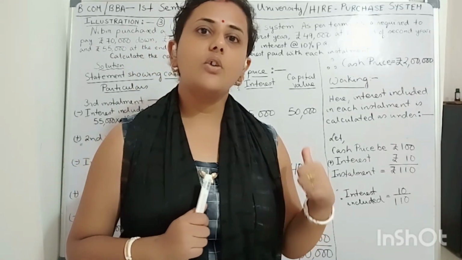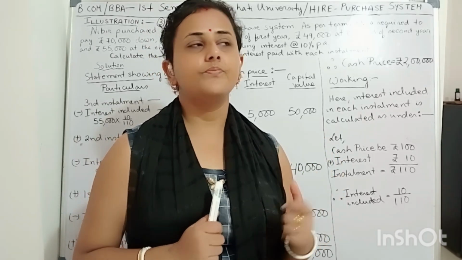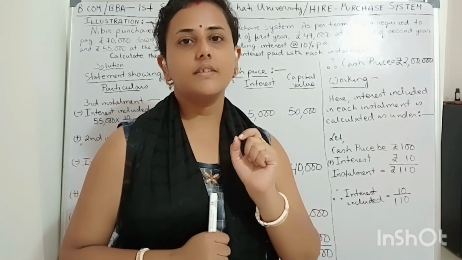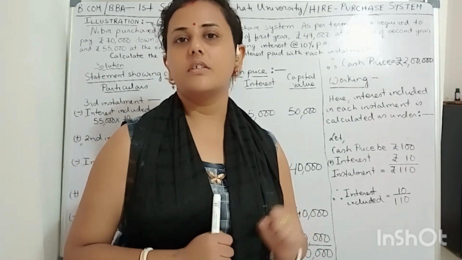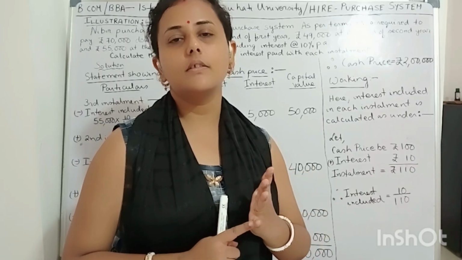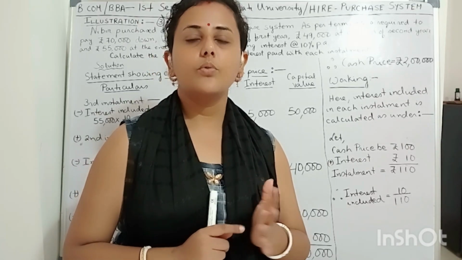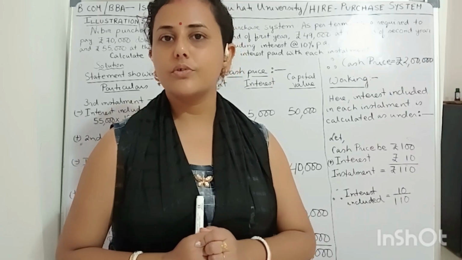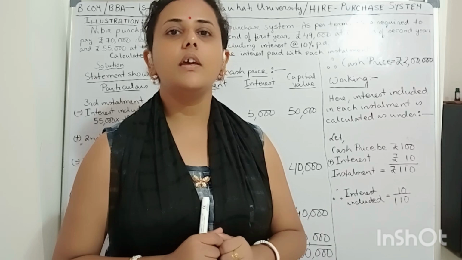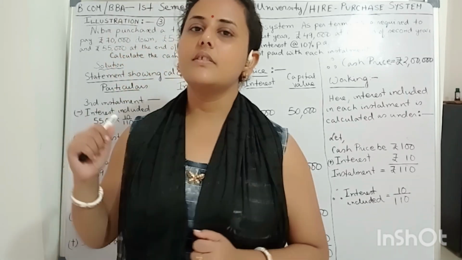Now you have to calculate the cash price of the asset. The cash price of the asset, as you all know, is the price of the asset which does not include any interest. Hire purchase price means down payment plus installments. Installments contain a portion of the cost of goods, and interest. But cash price is free of any interest. So you have to calculate cash price in this sum.